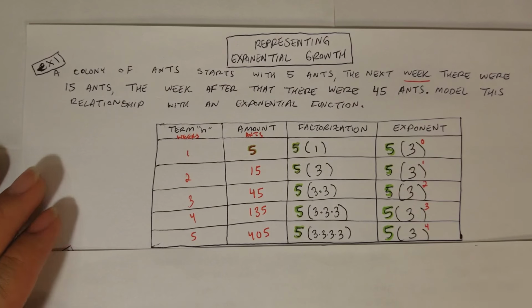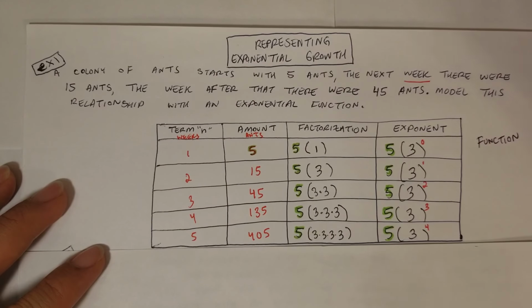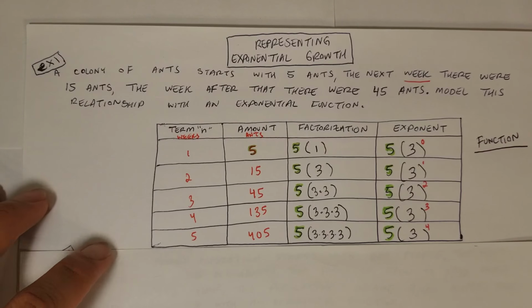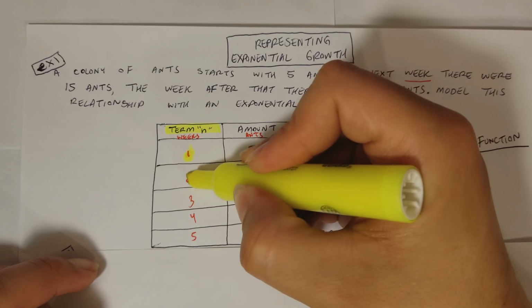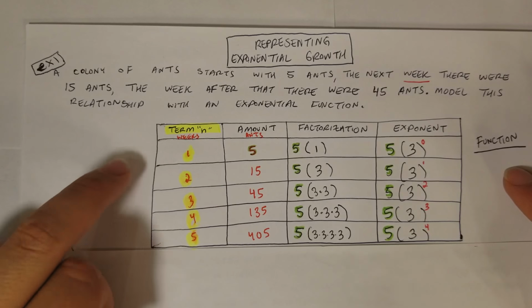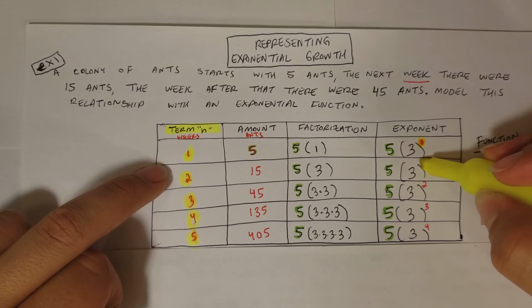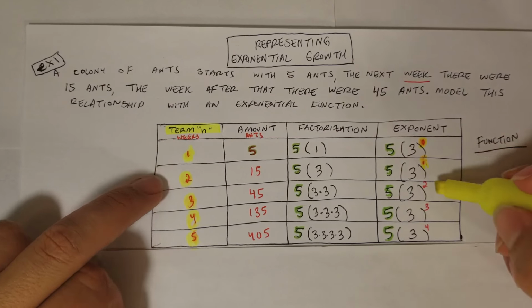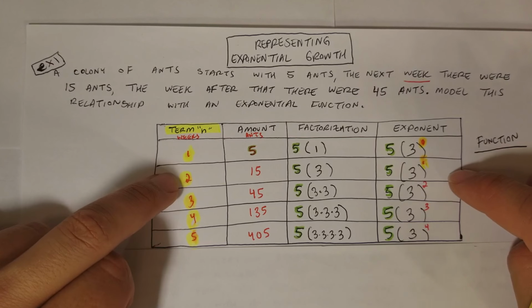Okay, I'm almost done. I want to write it as a function. So how do I write this as a function? For that, we have to relate the term n. So these numbers right here with the power, I can relate this function in terms of a power of n. So if you look at the exponents and you look at the n, when week number 1, we have the exponent of 0. Week number 2, we have the exponent of 1.